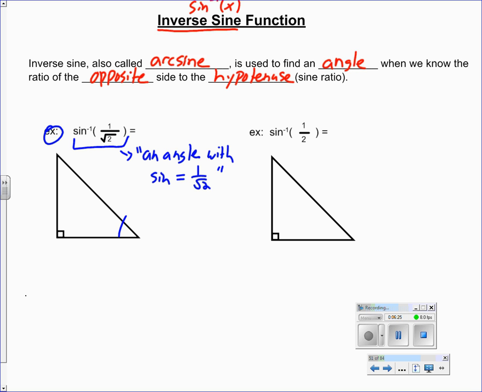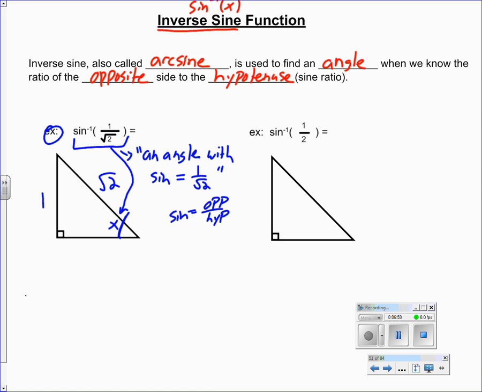So another way of saying that with a picture is saying if this angle here is our angle x, the opposite side would be 1 and the hypotenuse would be square root 2, since sine is opposite over hypotenuse. So this angle here on the picture represents what this is saying with the symbols. Inverse sine 1 over square root 2 means an angle that has a sine ratio of 1 over square root 2. The ratio of the opposite to hypotenuse is 1 over square root 2.